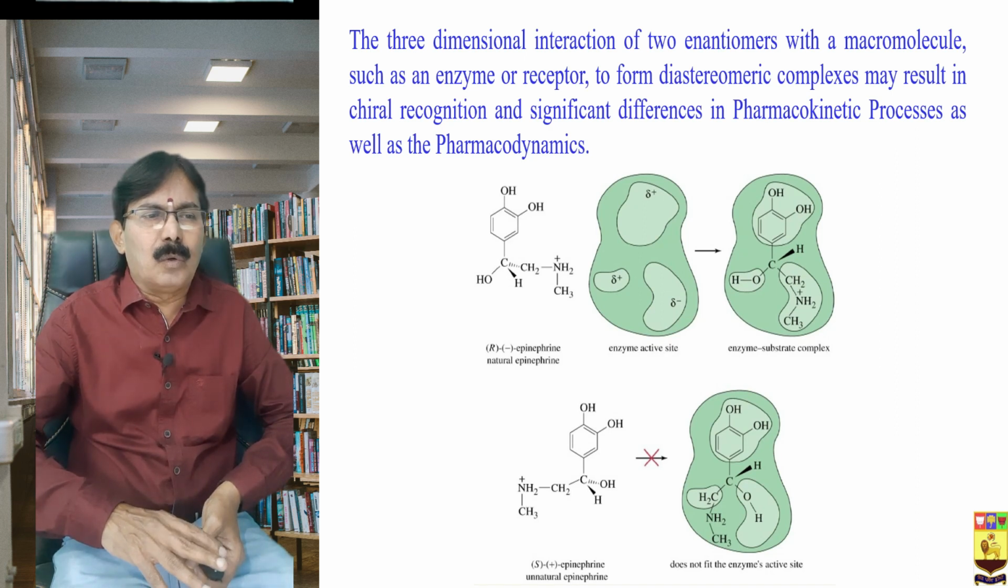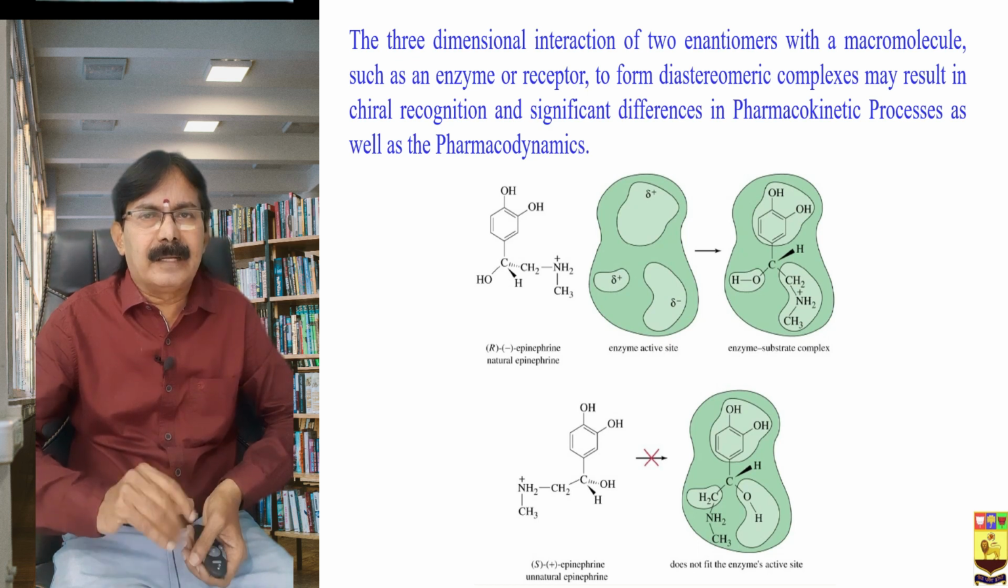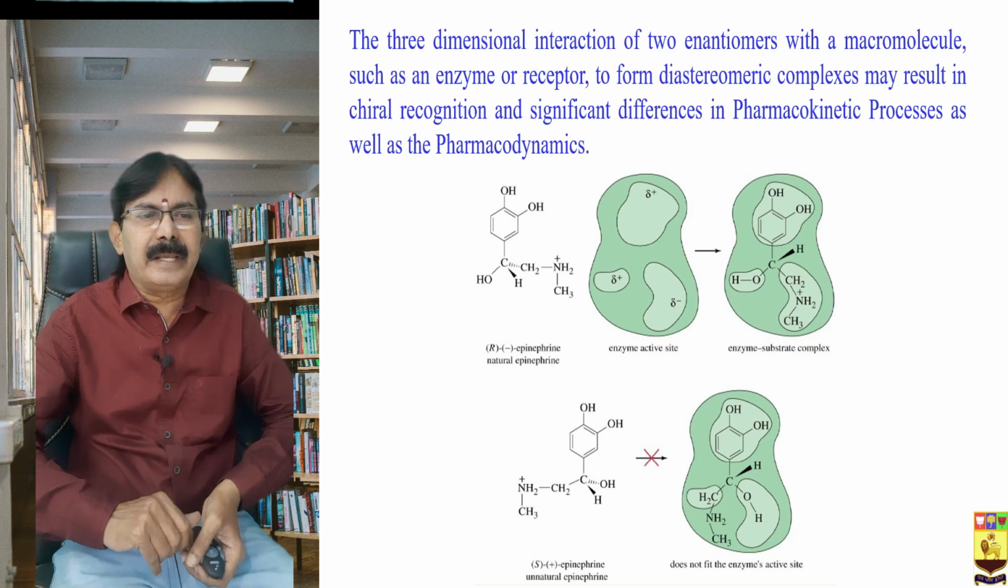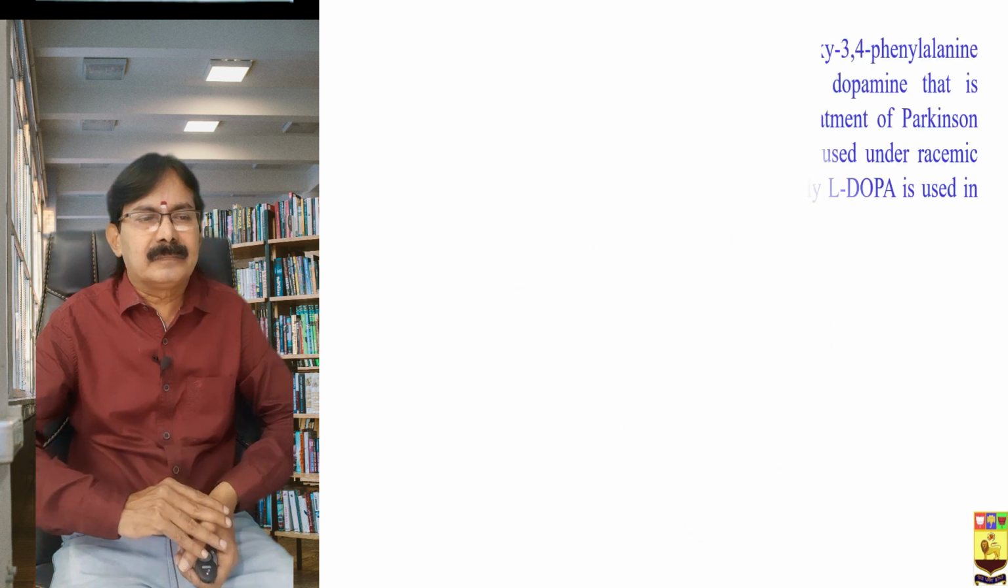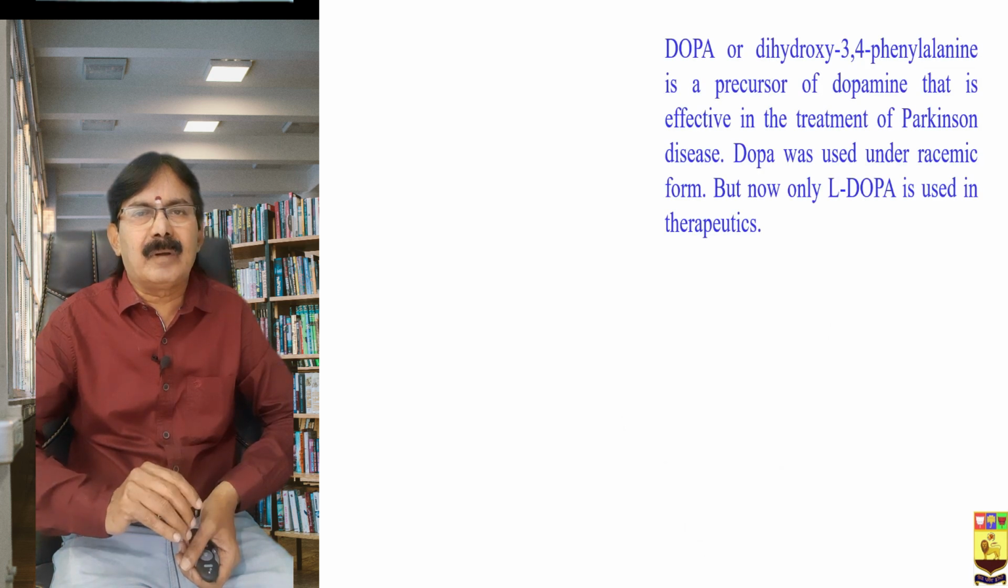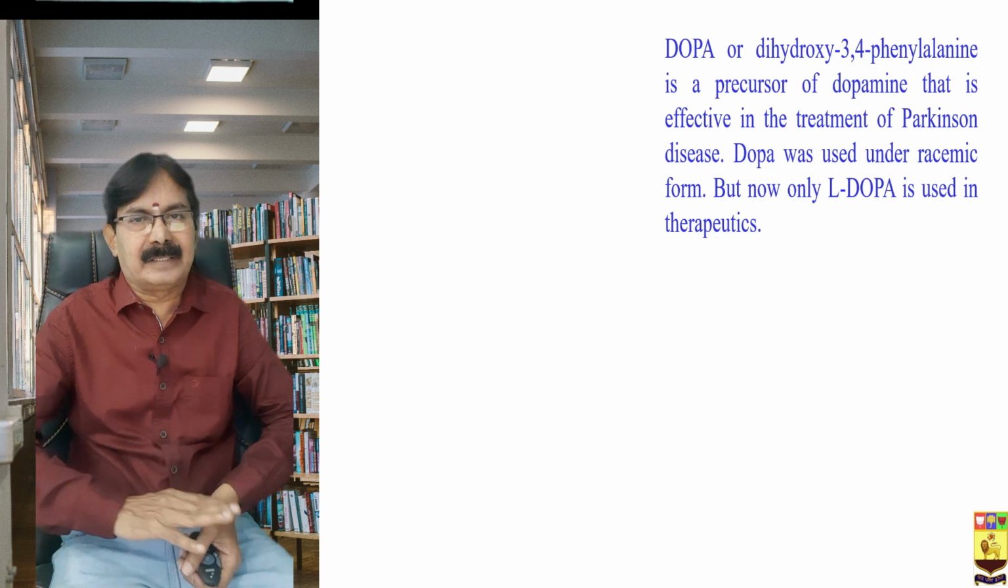So let us take Dopa, a drug which is called dihydroxy 3,4-phenylalanine. It is a precursor of dopamine that is effective in the treatment of Parkinson's disease. Dopa was used previously in racemic form, but nowadays only L-Dopa is used in therapeutics.